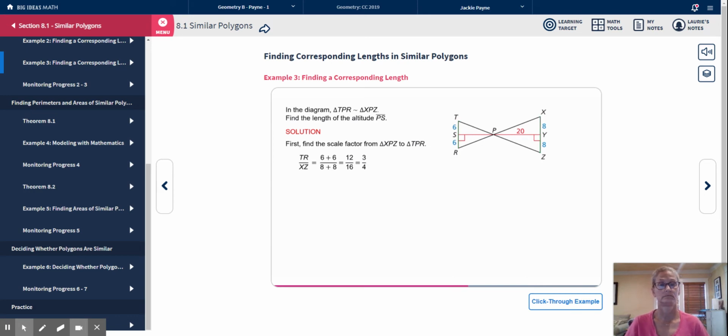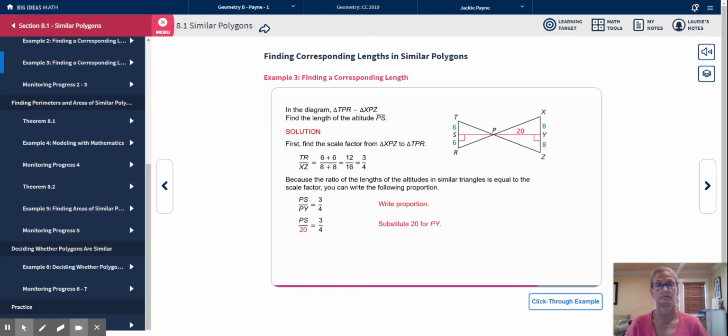You are given segment PS is the altitude of triangle TPR. Notice segment PY is the altitude of triangle XPZ. Because the ratio of the lengths of the altitudes in similar triangles is equal to the scale factor, you can write the following proportion. PS divided by PY is equal to 3/4. Substitute 20 for PY, and the proportion is PS divided by 20 is equal to 3 divided by 4. Multiply each side of the equation by 20 and simplify. This gives you PS is equal to 15. The length of the altitude PS is 15.